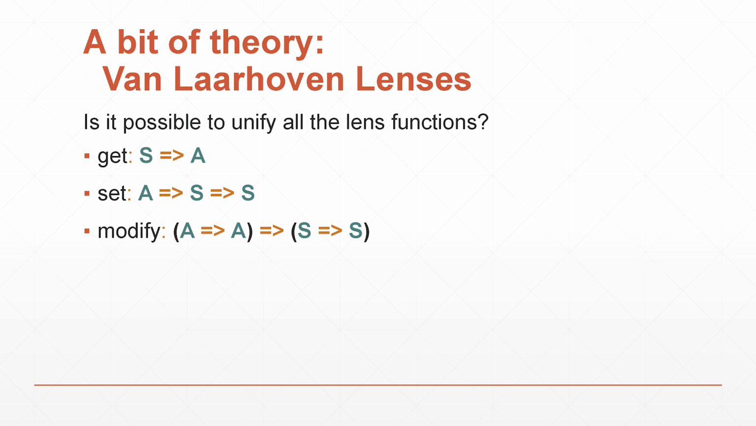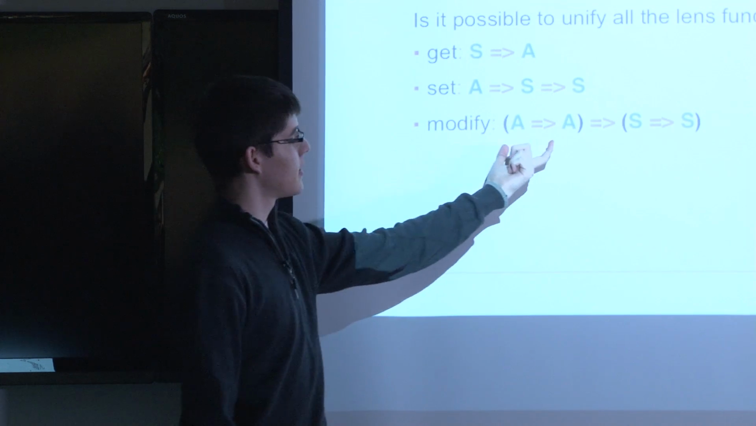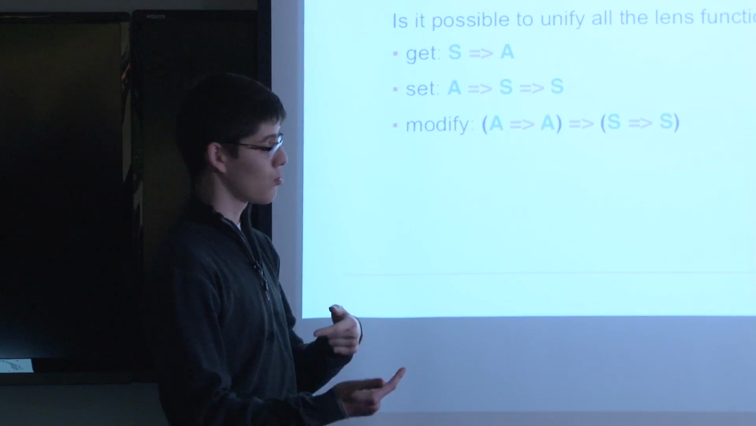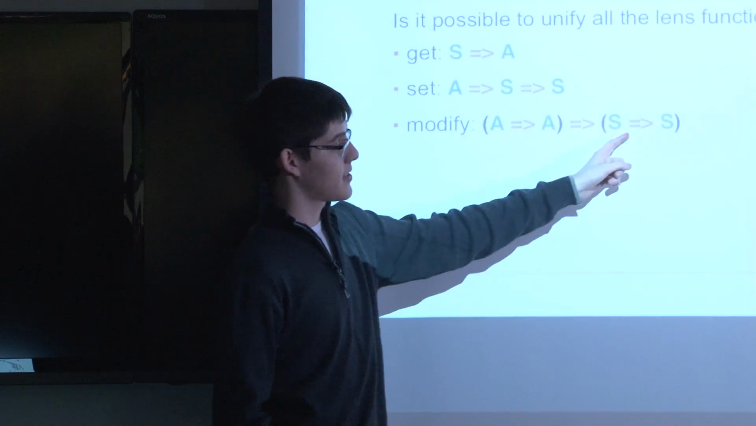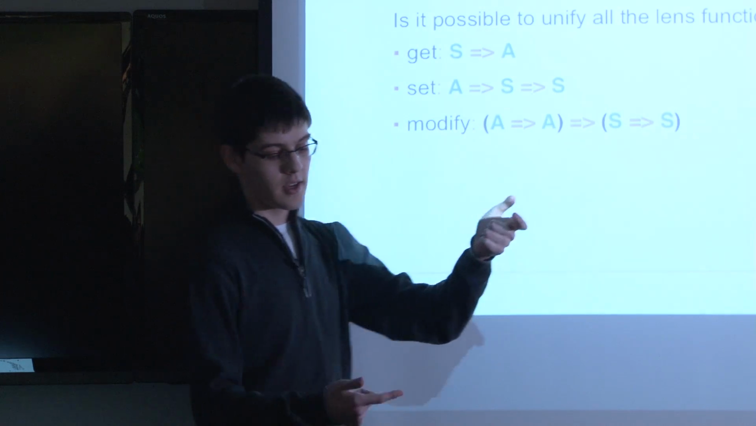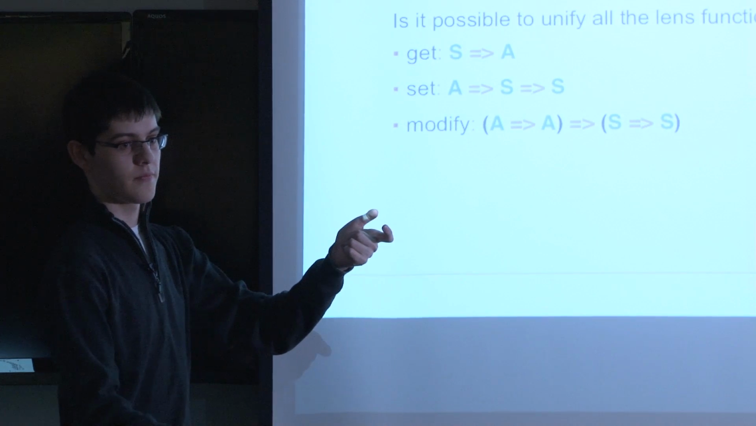So let's look at a bit of the theory behind lenses. We start with a question. Can we unify all the lens functions into one representation? So we have the basic lens functions, get, set, and modify. Modify takes a function from A to A, what's inside, and modifies the S. All right, given an S, it modifies the inside with the function.